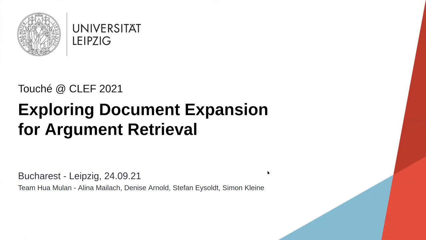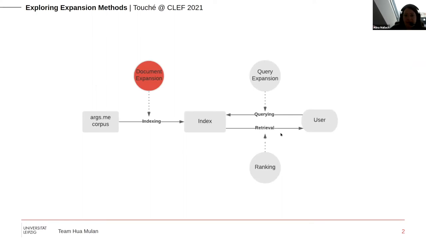So I'm going to talk about exploring document expansion for task one of the Touché shared task. We are master students at University Leipzig in data science and computer science. And our main idea was that we looked at the papers from last year, and at the papers in general that we found in information retrieval, and we thought about where in the pipeline of information retrieval for arguments we can improve the process.